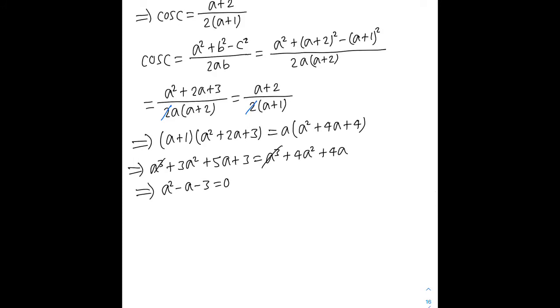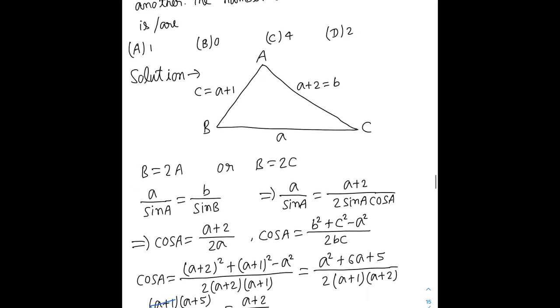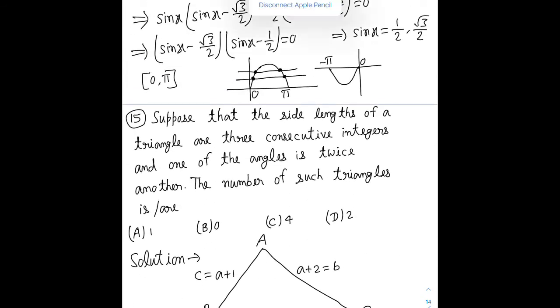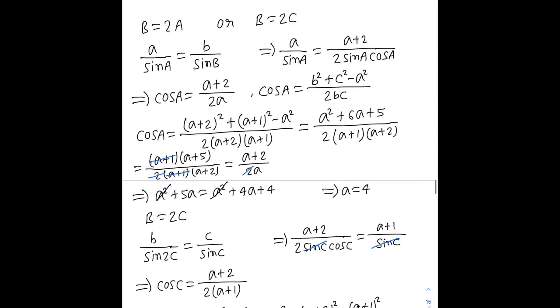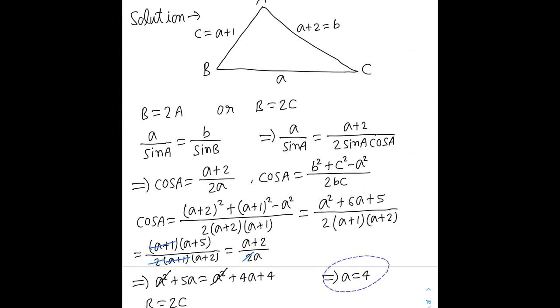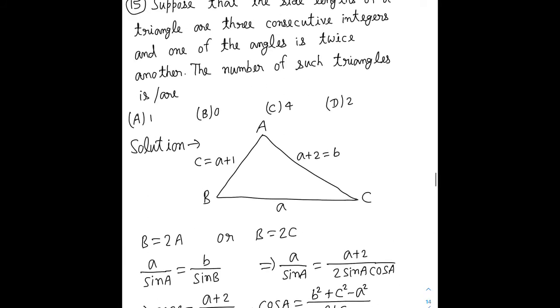Okay, then when you solve it, you will get the roots as real, but you won't get integral roots. In the question it was given that the sides are 3 consecutive integers, so then this is not possible, right? But over here this is possible, and so we will get just one triangle. So that would be the answer.